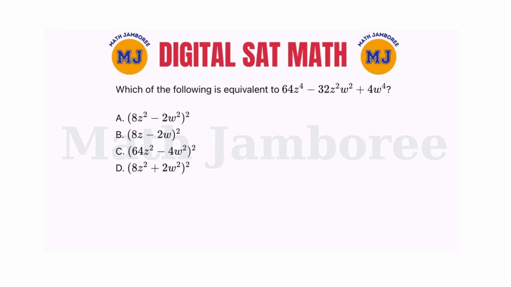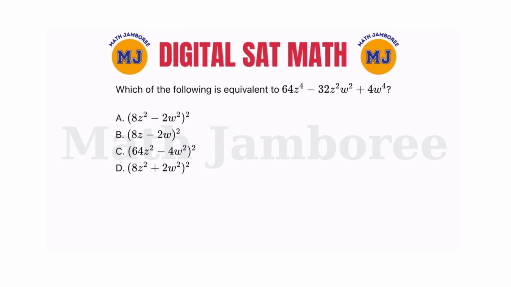In this video, we have another digital SAT math type of a question from the topic of factoring. Let's dive into it. Which of the following is equivalent to 64z to the power of 4 minus 32z squared w squared plus 4 times w to the power of 4? And there are choices A, B, C, D. The other choices are given.